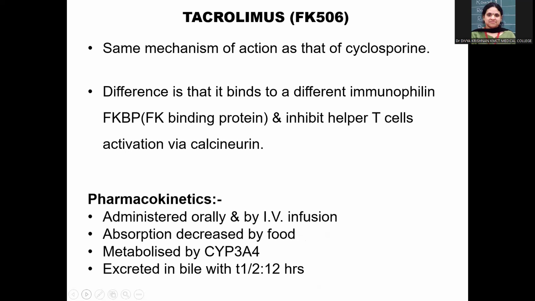Now, the next drug under calcineurin inhibitors is tacrolimus. This drug has the same mechanism of action as cyclosporin. The only difference is that it binds to another immunophilin. Cyclosporin was binding to the immunophilin called cyclophilin, and that complex was inhibiting the calcineurin. Here, the immunophilin to which tacrolimus binds is called FKBP, that is FK binding protein. And this is the only difference in the mechanism of action.